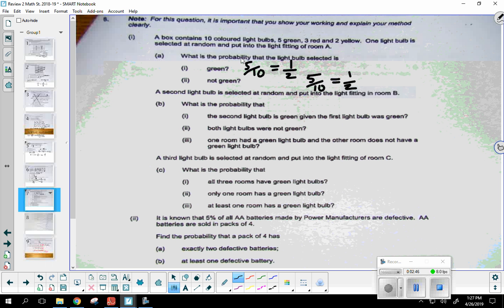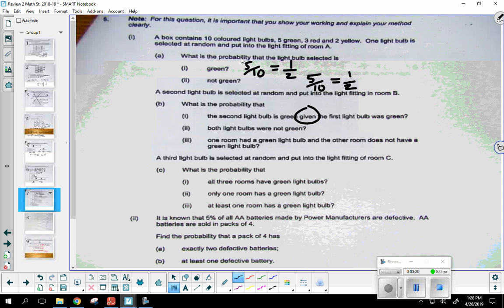So now a second light bulb was selected at random and put into the light fitting in room B. And Karima, you have turned in your quiz. Okay, cool. All right. So what is the probability that the second light bulb is green given that the first light bulb was green? So there's one of 2 ways you could go ahead and look at this. Is there anything that kind of jumps out at you? Given. Okay, that makes this what?